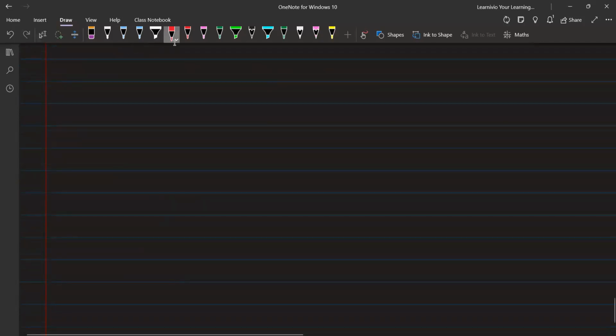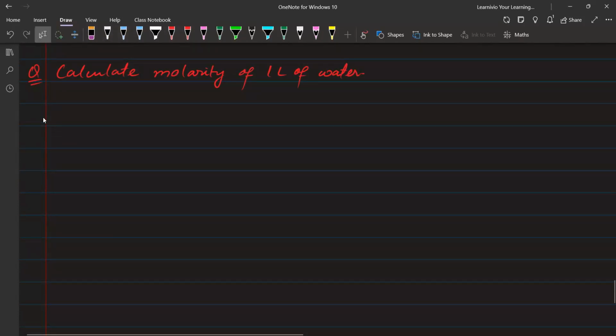If they ask a question like this, it is a famous question, although I don't like this question, and I will tell you the reason. It is very common, each and every teacher will teach it, and each and every chemistry textbook will have this question: calculate the molarity of 1 liter of water. What is not given is the density of water.